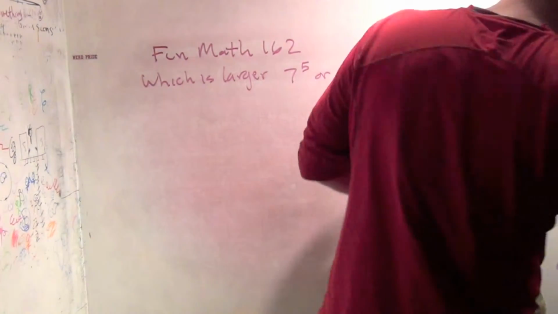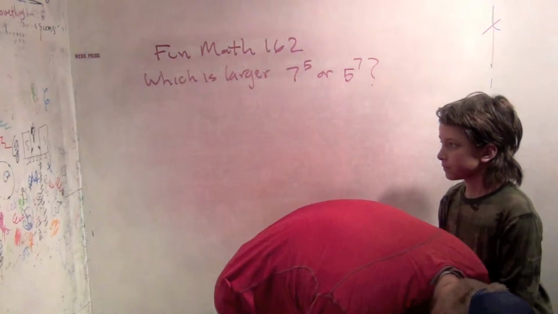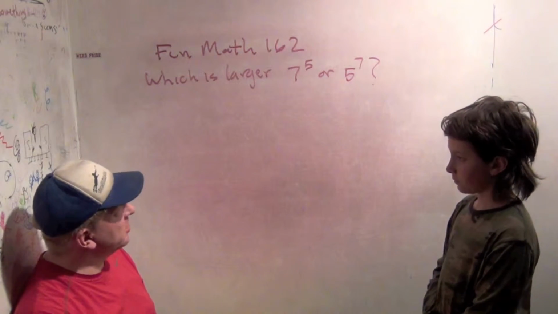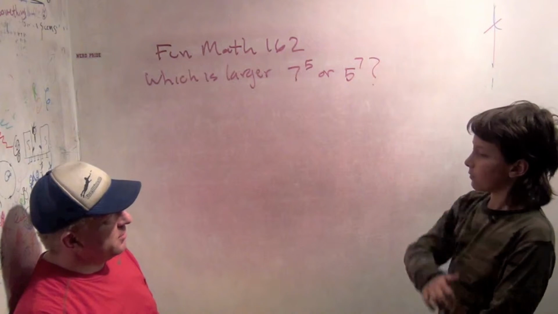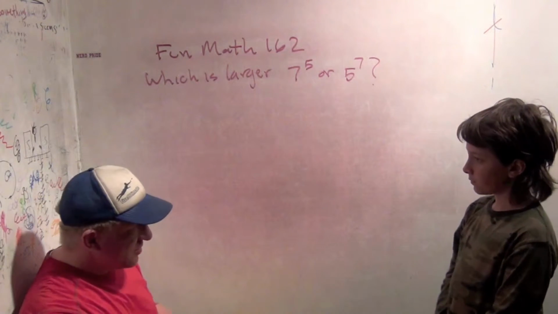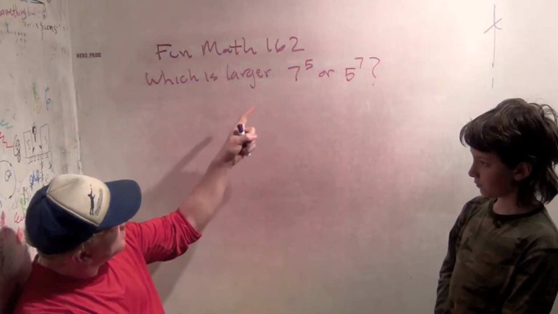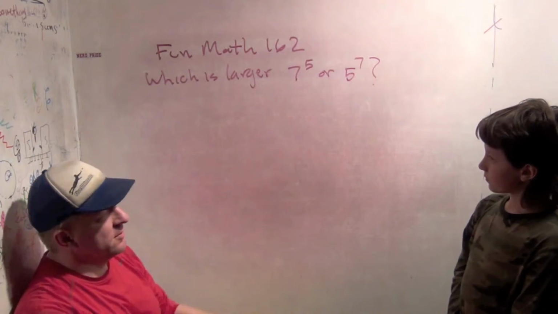FunMath162. So we were playing around with inequalities today in section 9.2 of Art of Problem Solving's algebra book. We were doing some fun inequalities just with numbers, and then you said, let's make one up. And you made up a pretty cool one. Which is larger, 7 to the 5th or 5 to the 7th?